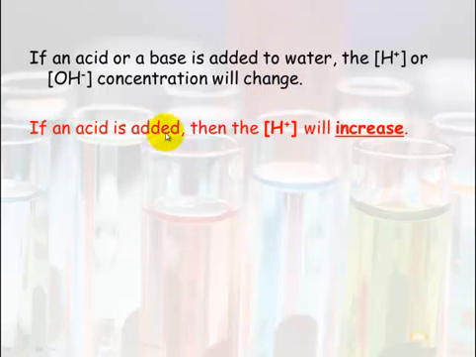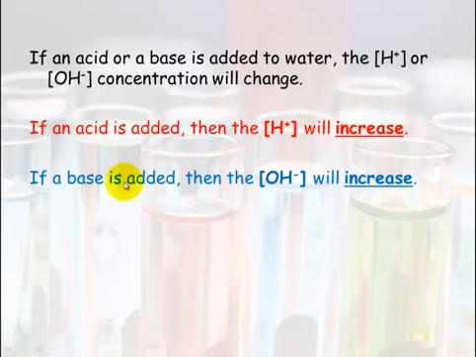If an acid is added, then the H plus concentration will increase. Remember, acids donate hydrogen ions. If a base is added, then the hydroxide concentration will increase. The reason being, the base will accept a hydrogen and take that away from the water. So when the water loses one hydrogen, it becomes hydroxide.